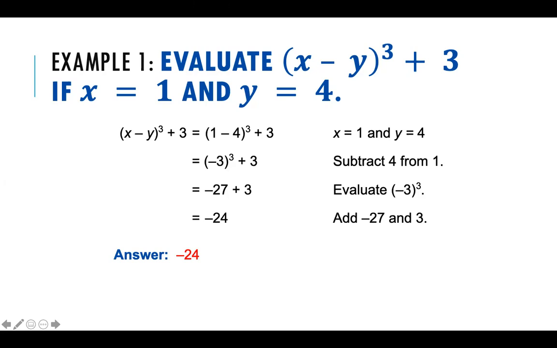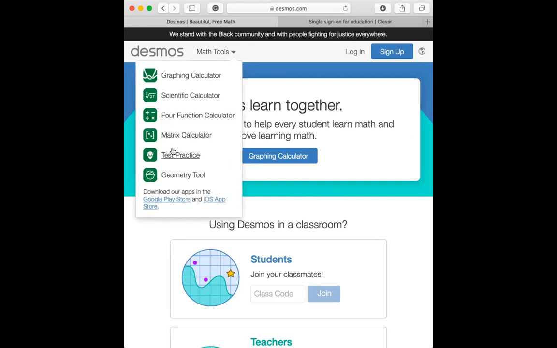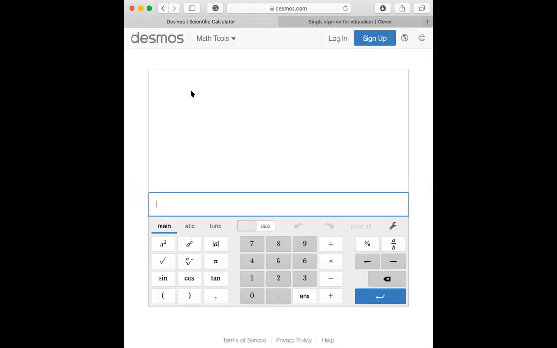We're also going to take a look at typing this into a calculator online that we could use. So here we have Desmos.com. It's a great online calculator tool to use at home. Under here, they have several types of calculators. We're going to look at the scientific calculator. You can either type this in, you can also do this on your phone, they have a great app for that, or you can do it on your computer.